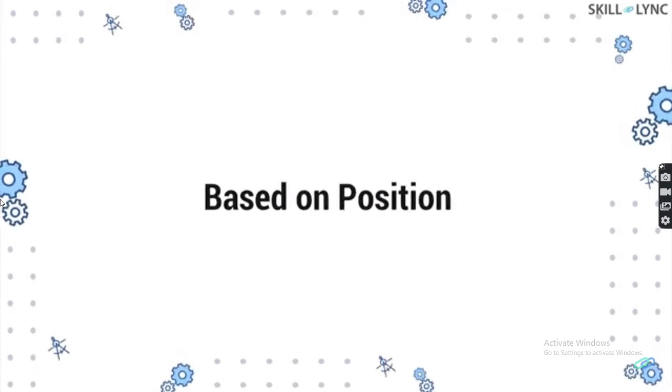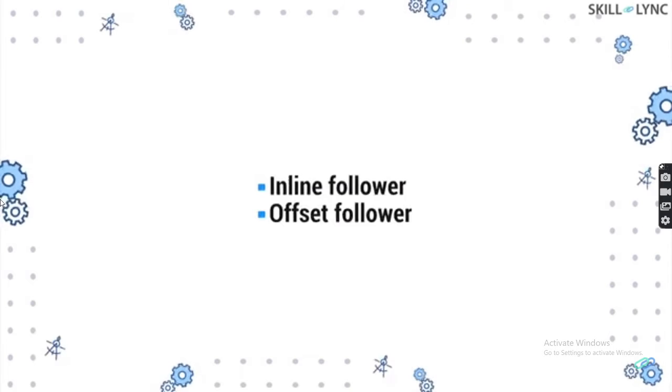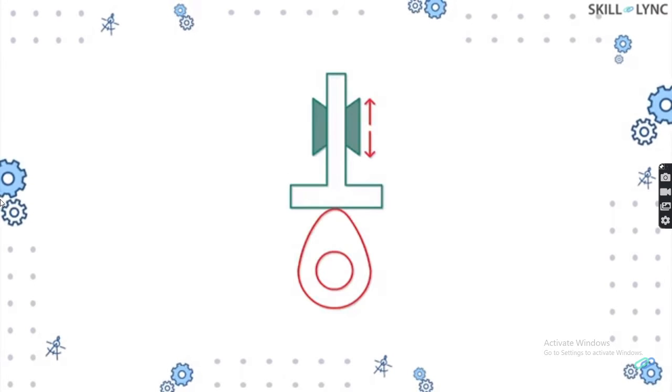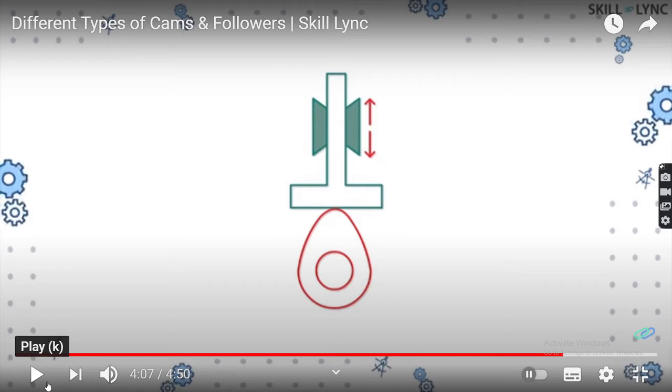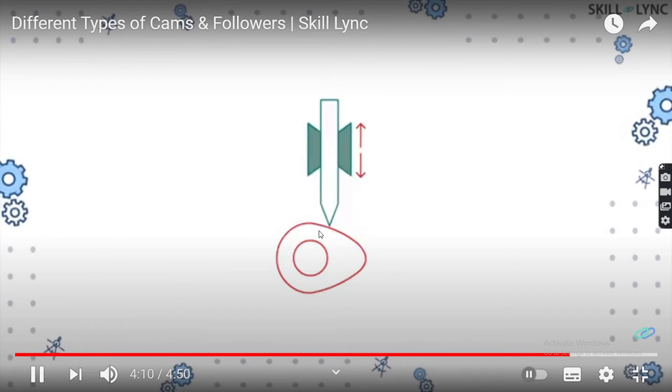Now let's move on to the types of followers based on position. They're classified into two types, the inline follower and the offset follower. If the axis of the follower coincides with the center of the cam, then it is said to be the inline follower. Whereas if the axis of the follower is at an offset from the center of the cam, see, now it is offset. This is the center of the cam and the axis is here. So the axis comes here in this line, the center is here. This is called the second type, offset follower.